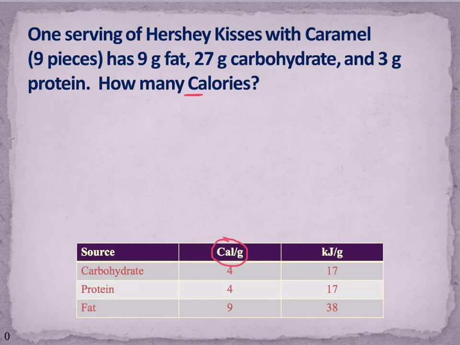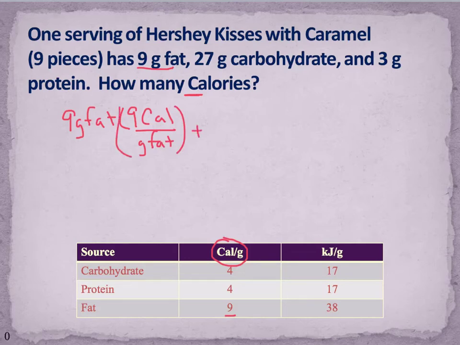And so what I look at is it tells me I have 9 grams of fat. So I start by saying 9 grams of fat, and I'm going to multiply that by my calories per gram, so 9 calories per gram of fat. And then I'm going to add to that my calories from the carbohydrates. So we have 27 grams of carbs, and I'm going to multiply that by the calories per gram of carbs. So I have 4 calories per gram of carb.